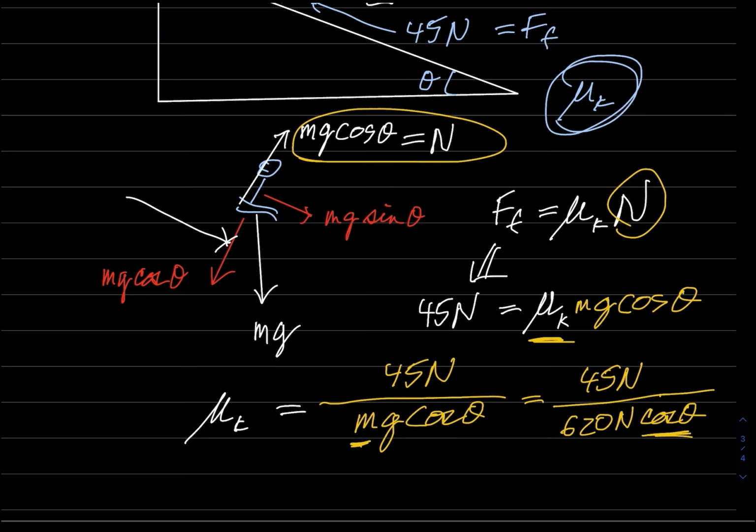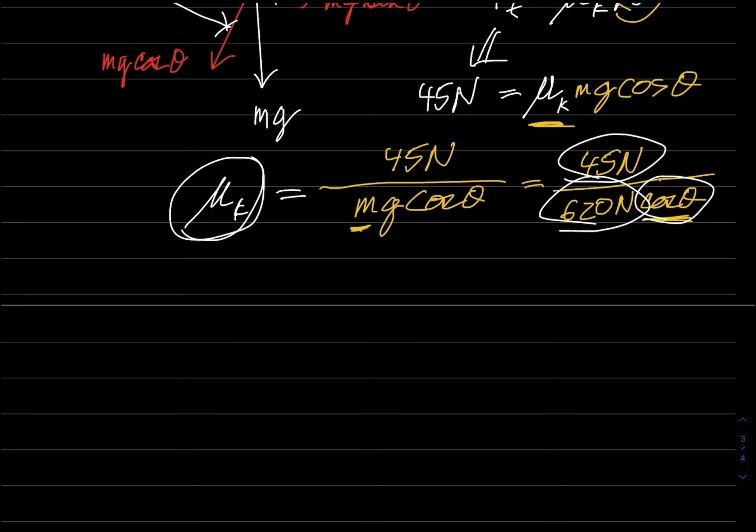Now check this out. On the top we have newtons, and on the bottom we have newtons, and a trig function doesn't have units. So the coefficient of kinetic friction does not have units. It's like radians, it's like the cosine of an angle. But that makes sense, doesn't it? Because we said the friction force equals the coefficient of friction times the normal force. Well, this is a force measured in newtons, and this is a force measured in newtons, so this cannot have its own units.